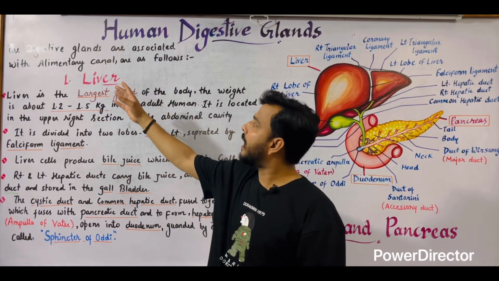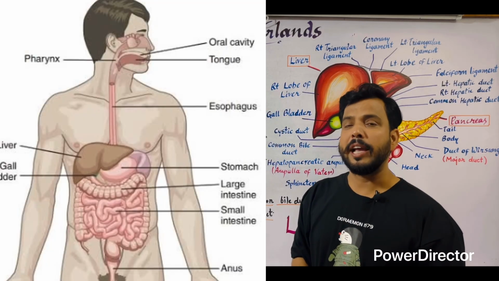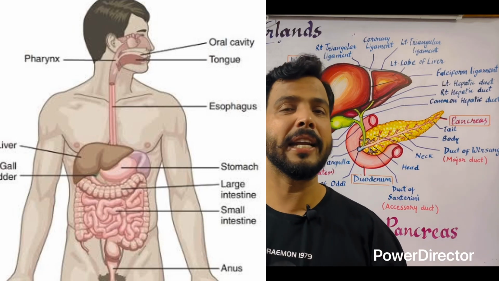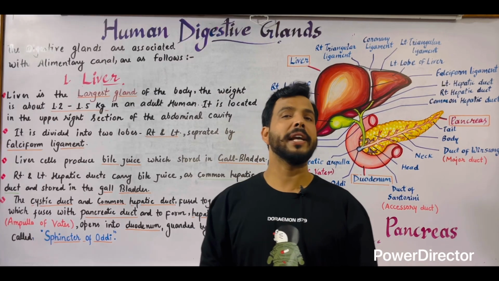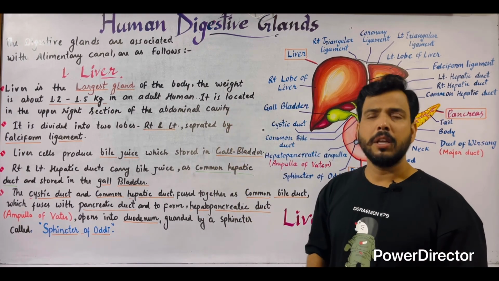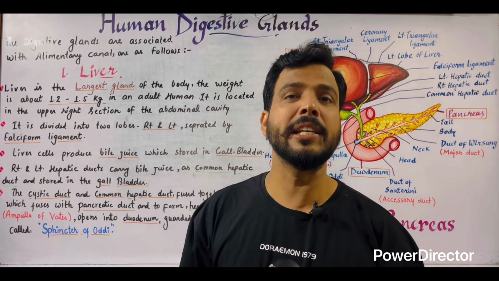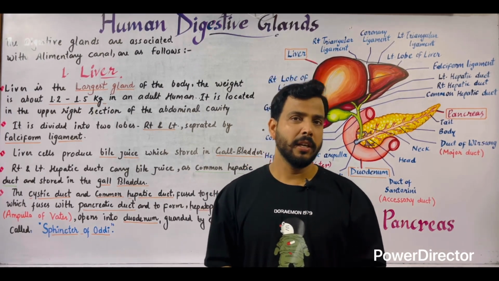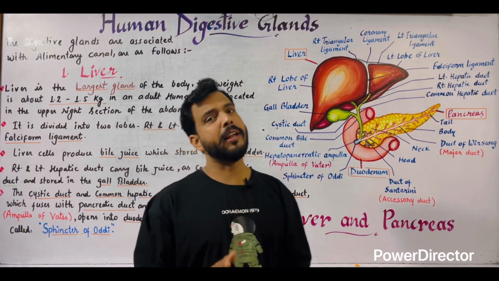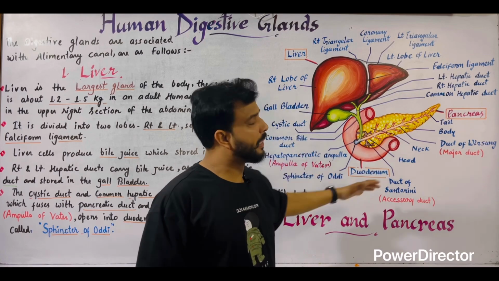The digestive glands are associated with the alimentary canal, as I told you before. As you can see on the screen, the digestive system consists of two main glands, the liver and the pancreas. Of these, at first I will talk about the liver. Liver is the largest gland, or you can say organ, of our body. First of all, I would like to describe this diagram of the liver, then I will tell you in theory. So as you can see, I made this diagram.